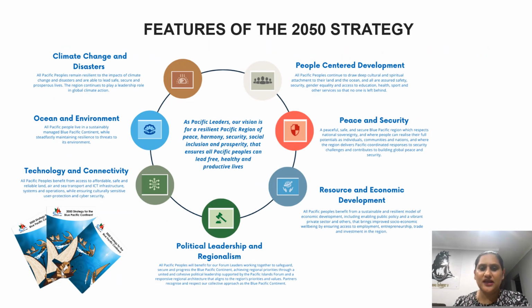As mentioned earlier, the 2050 Strategy for the Blue Pacific Continent focuses on seven key areas. This strategy aims to ensure that Pacific people can lead free, healthy, and productive lives by addressing these interconnected areas.